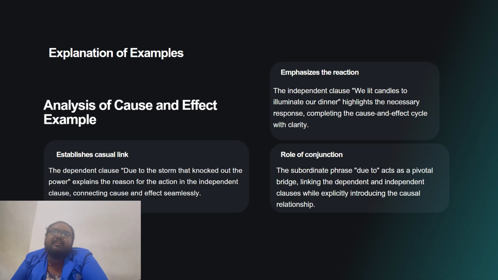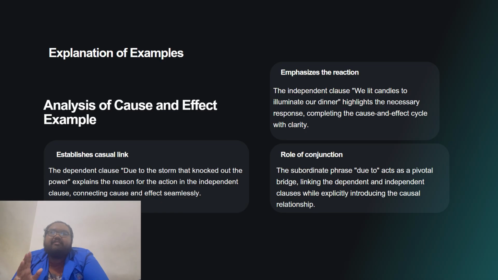Okay, for explanation of samples, analysis of cause and effect examples establish a causal link. The dependent clause due to the storm that could knock out the power explains the reason for the action in the independent clause, connecting cause and effect seamlessly. Emphasize the reaction. The independent clause where we read by candlelight to illuminate our dinner highlights the necessary response, completing the cause and effect cycle with clarity.